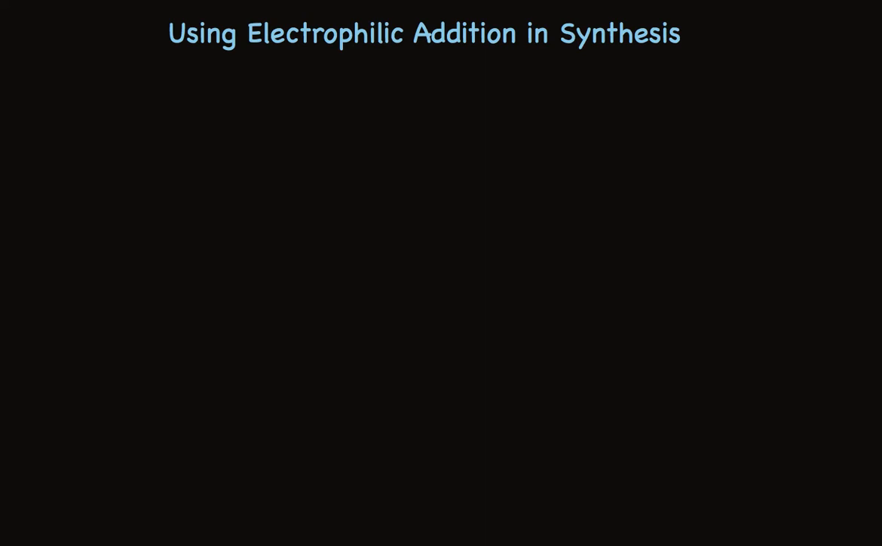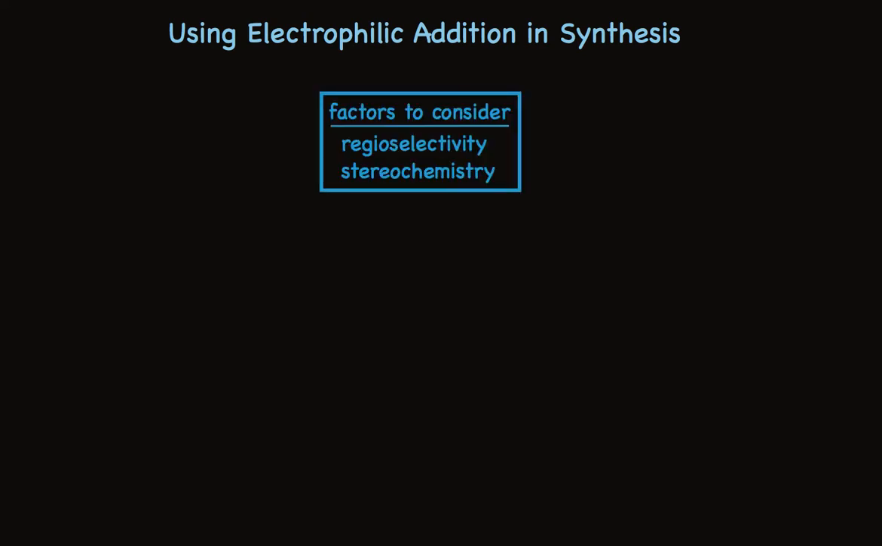So first, let me quickly review the electrophilic addition reaction facts, and then I'll cover a couple of examples of planning an organic synthesis using electrophilic addition. As I review these reactions, we need to keep two things in the front of our minds regarding organic synthesis. Some of these reactions have regioselectivity or stereochemical aspects that are important to consider as we apply these reactions. I'll highlight these in the bright blue you see here as I summarize the reaction facts.